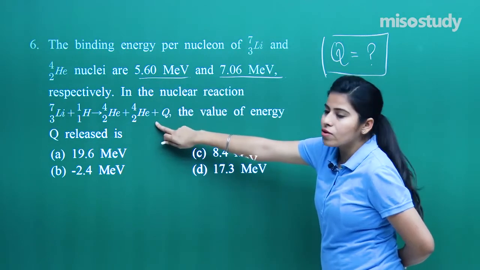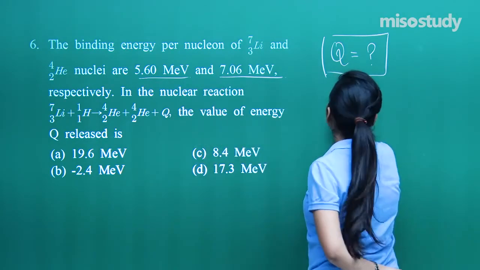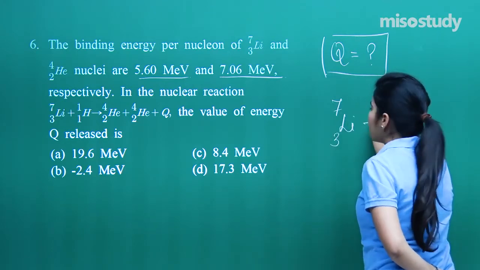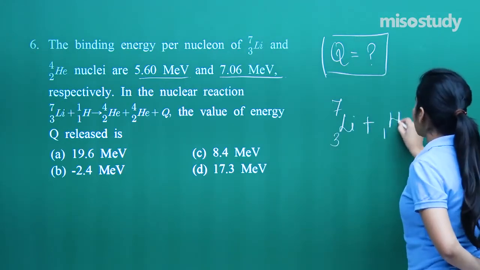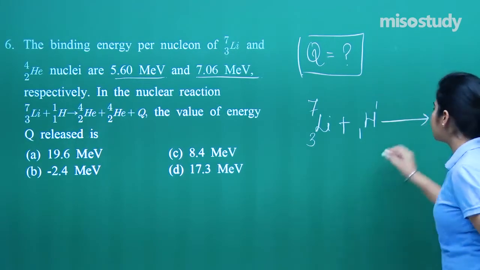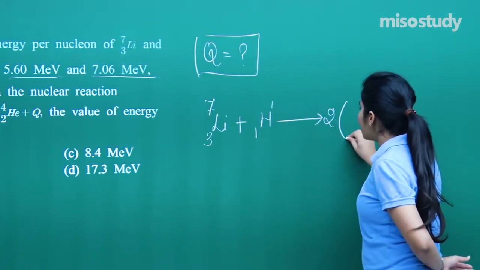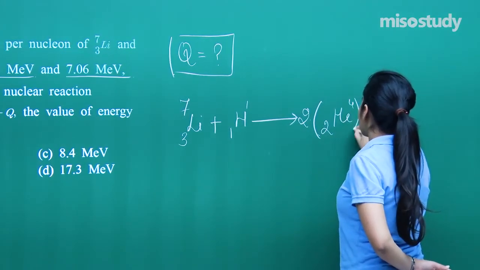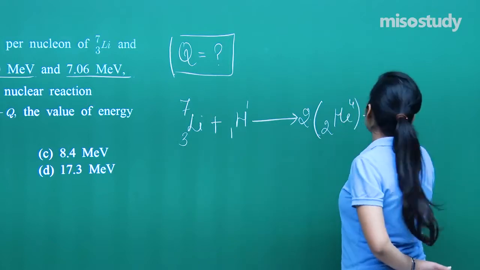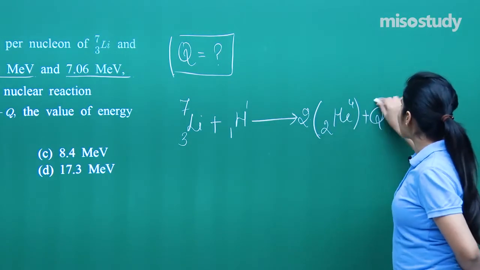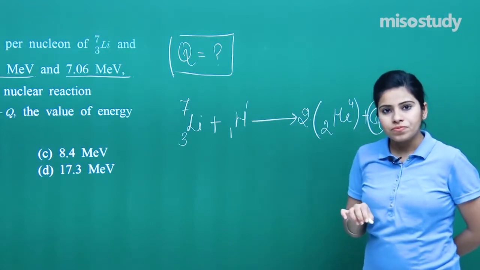Let me just first of all write down this reaction. This is 3Li7 plus 1H1. It is giving 2 helium nuclei. So I am writing it as 2He4 plus Q coming out. That means the energy is coming out. We have to calculate this energy.